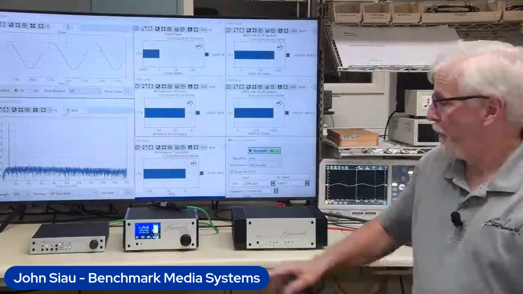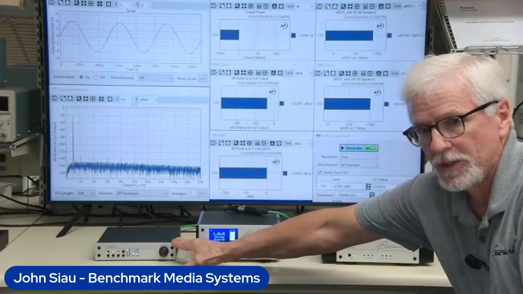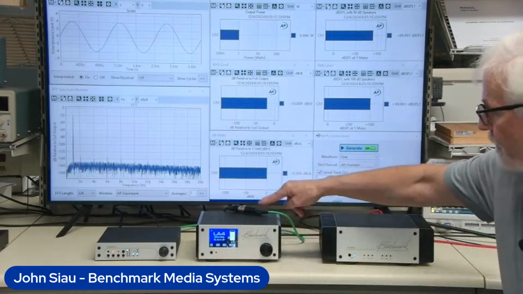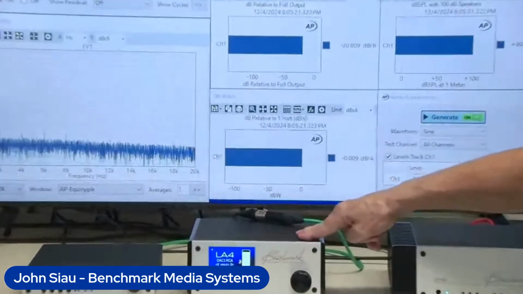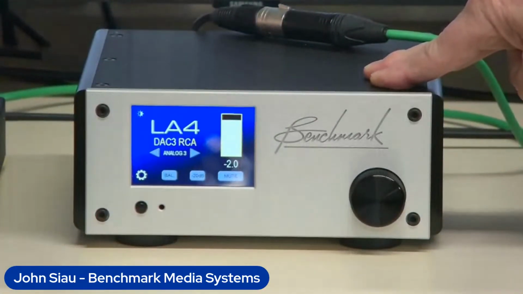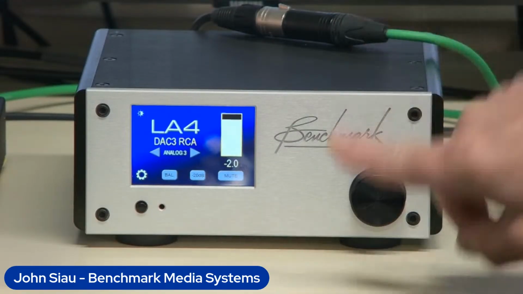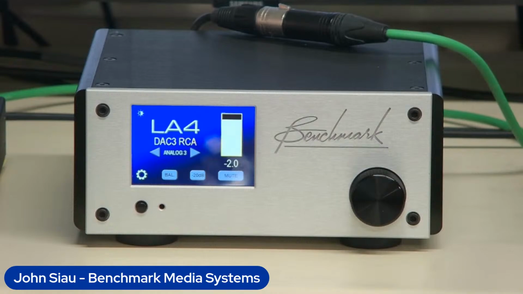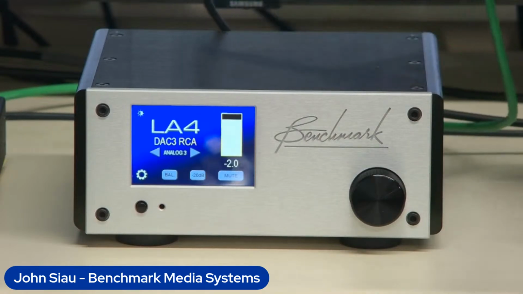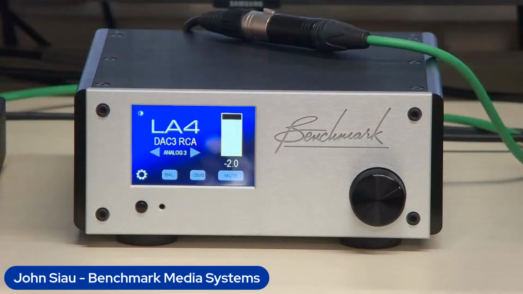I have a Benchmark DAC3. This DAC3 is a DAC3L, which has a volume control built in. I have a Benchmark LA4 preamplifier, which is our relay gain control preamplifier. It has a 256-step fully balanced relay gain control. It will give you cut and up to 15 dB of boost. Right now you can see it's on minus 2 dB of gain. It's currently bypassed. I'm going directly from the DAC to the power amplifier.